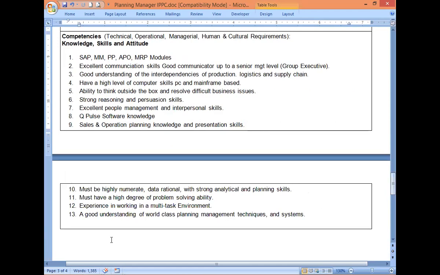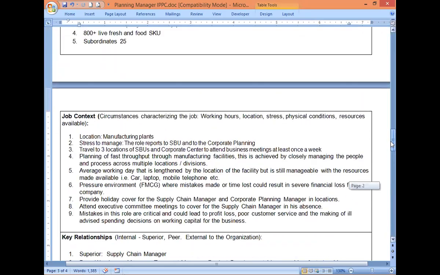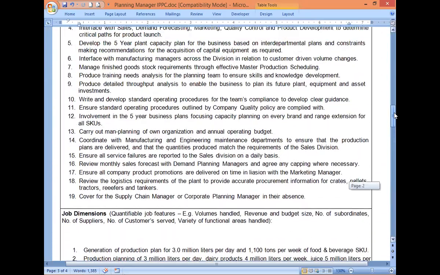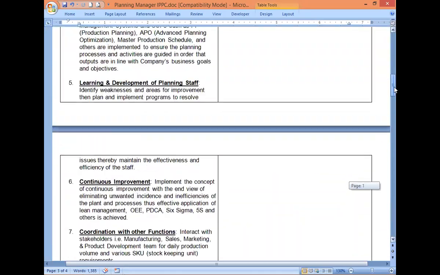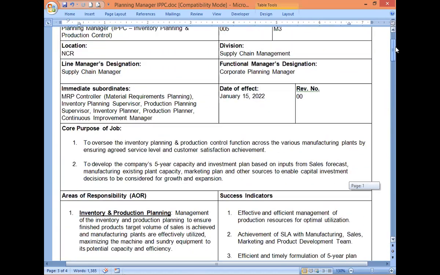Almost forgot. Must be highly numerate, data rational, with strong analytical and planning skills. Must have a high degree of problem-solving ability. Experience working in a multi-task environment. A good understanding of world-class planning management techniques and systems. Okay, this is really good. We have created here a job description for the planning manager.